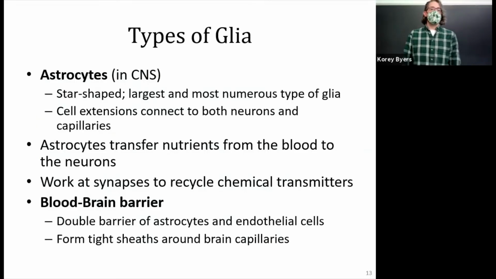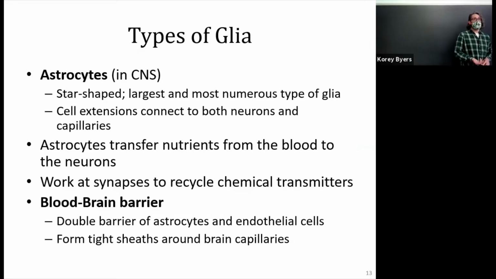So let's start with the astrocytes. They're the most numerous. They look like a star. They have a lot of branches off of them. They're in your central nervous system, so around the brain and spinal cord. They have cell extensions that connect to both neurons and capillaries, which is important.